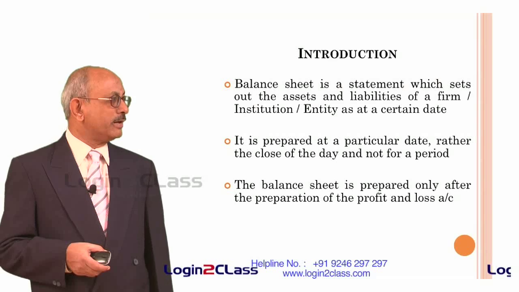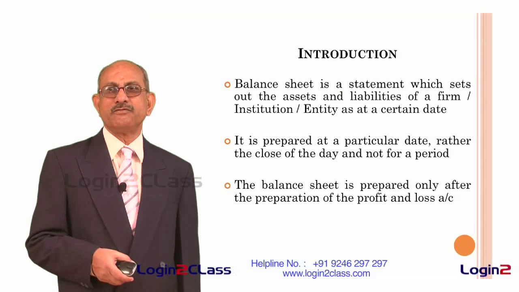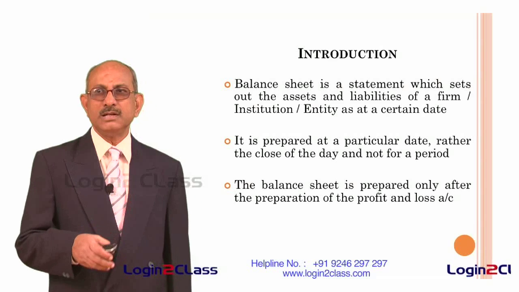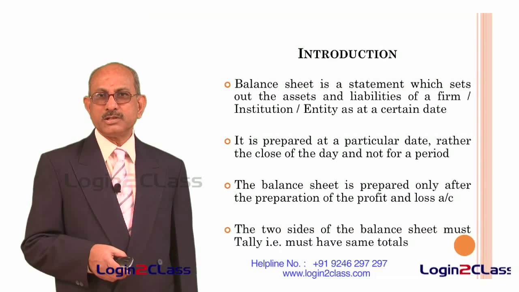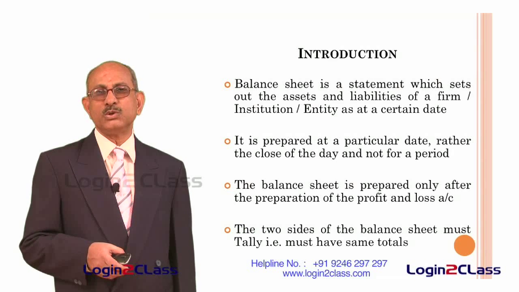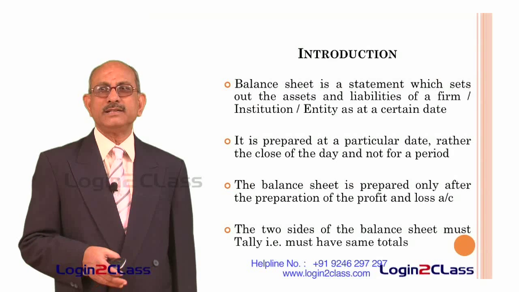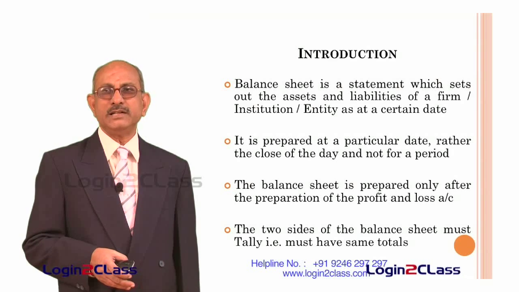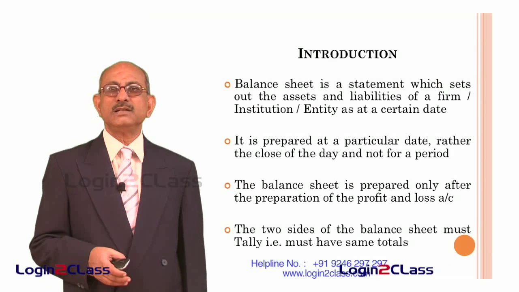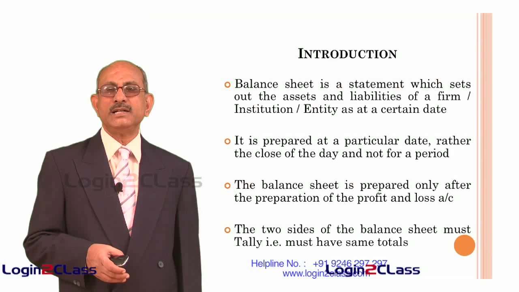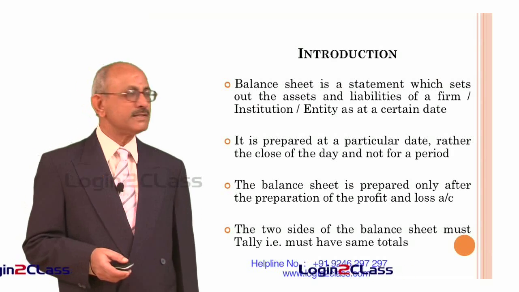The balance sheet is prepared only after the profit and loss is prepared, because some items which find a place in the profit and loss account get transferred to the balance sheet. And as we must have all seen or known, both the sides of the balance sheet must tally. That means the total of the asset side of the balance sheet always tallies with the total of the liability side of the balance sheet. This is on account of the concept of double entry bookkeeping adopted by us in recording of transactions.